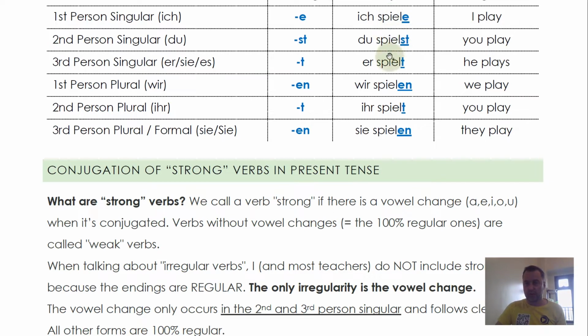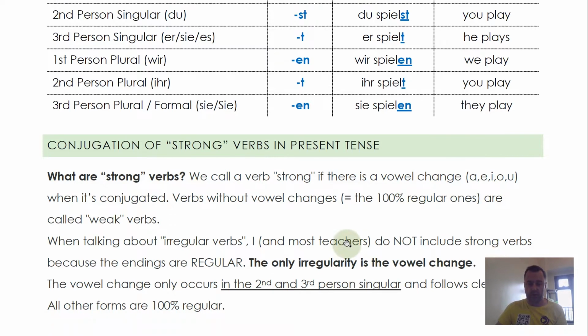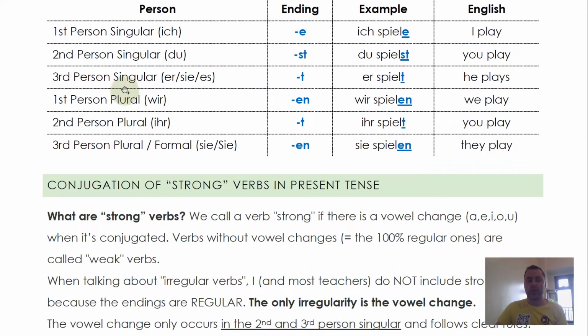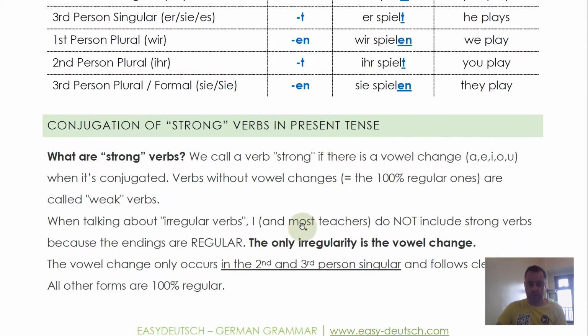So here, A, E, I, O, and U are vowels, in case you don't know what's a vowel. But that happens only in second and third person singular. So that does not apply to first person singular, so I. It also doesn't apply to anything in plural. It can only happen in du, so you, or he, she, it. With nothing else do we have to do that. Everything else will stay regular.